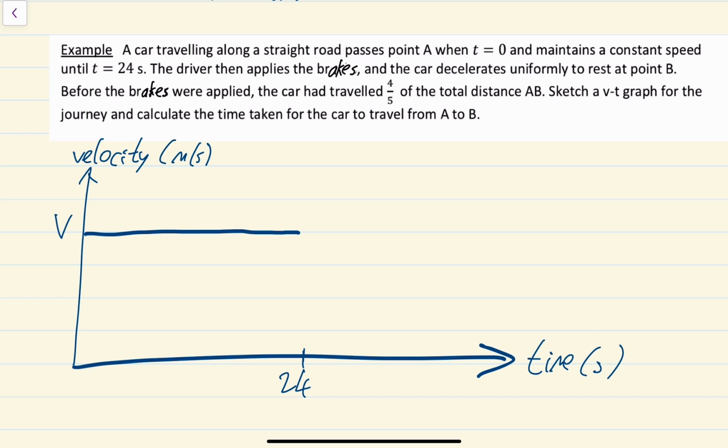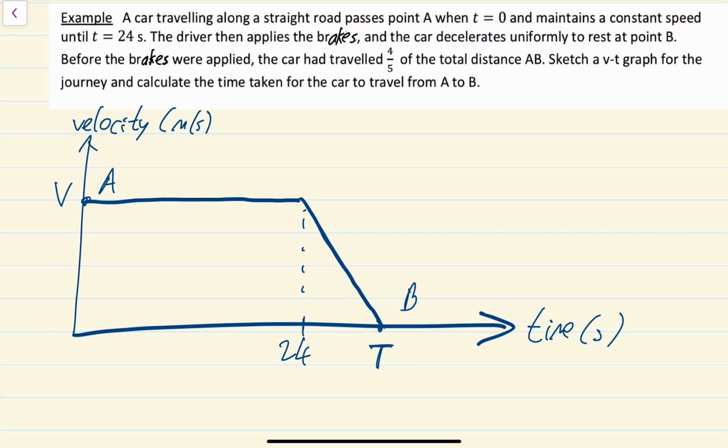The driver then applies the brakes and the car decelerates uniformly to rest at a point B. So here it decelerates uniformly to rest, and that is my point B. So that's my point A up here at the start, and there's my point B. Now, it says before the brakes were applied, the car had travelled 4/5 of the total distance AB. So we're going to call this big T, that's my total time. Call this area 1 and this area 2, and we're just going to look at a couple of ways of doing this.